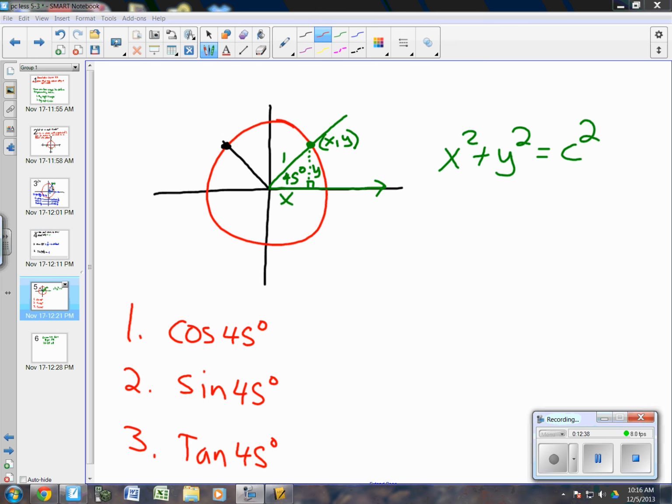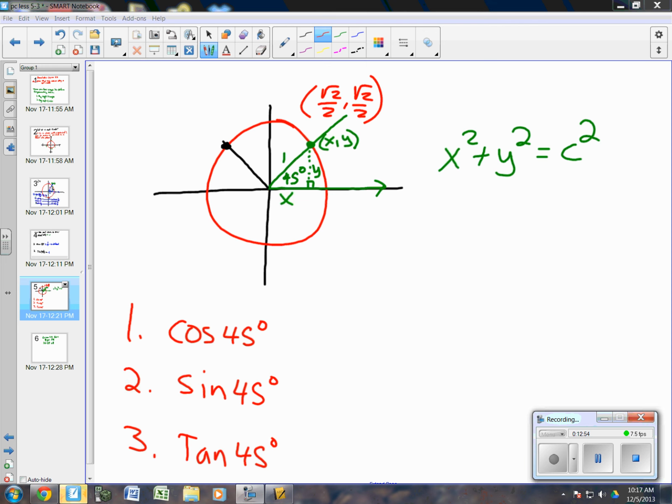Sorry, I forgot to turn that on. So if we look right here, we want to know how do they get square root of 2 over 2, comma square root of 2 over 2 for a 45-degree angle. So if we have a 45-degree angle, it's square root of 2 over 2 for x, square root of 2 over 2 for y. How do they come up with that?